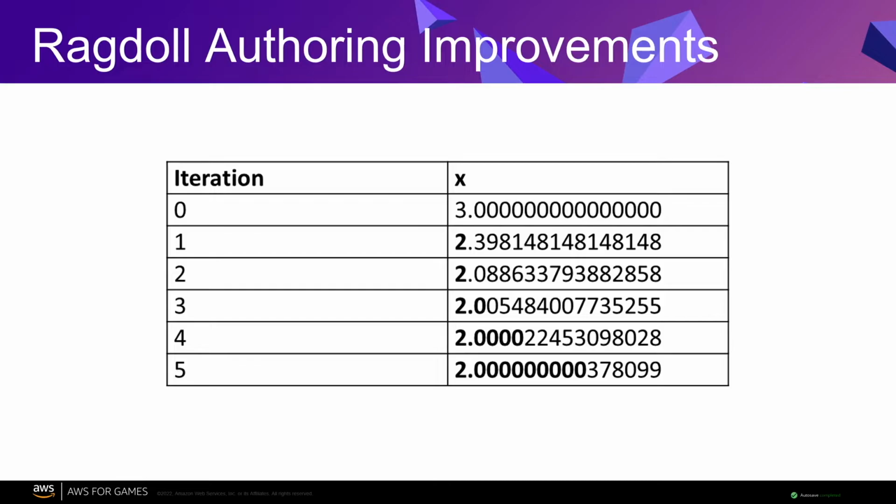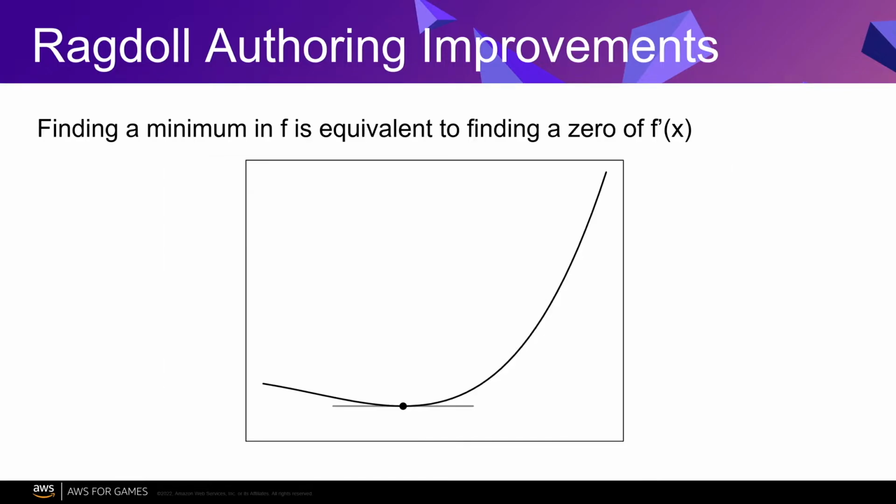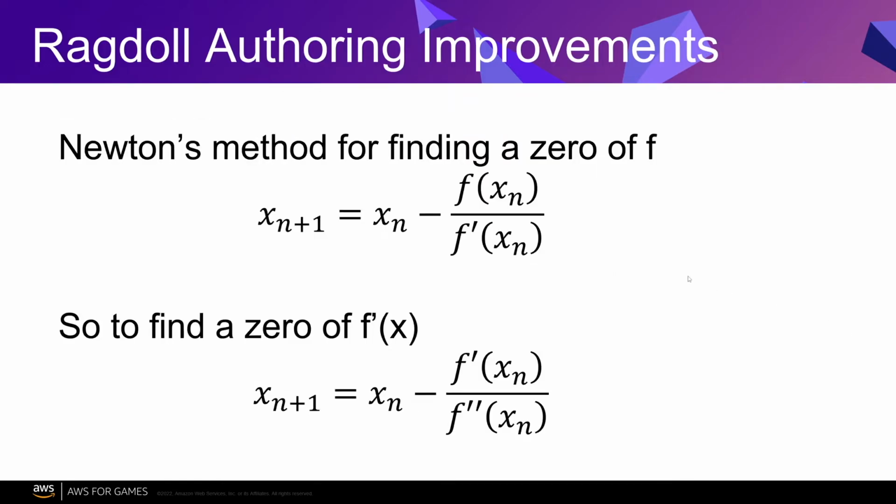So far I've just been talking about finding zeros of functions, and we actually want to find a minimum of the objective function, and that corresponds to a 0 in the first derivative. So we need to go through the original equation and replace f with its first derivative.